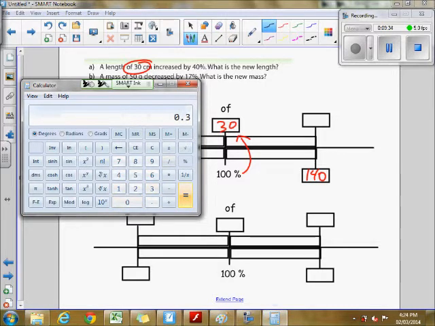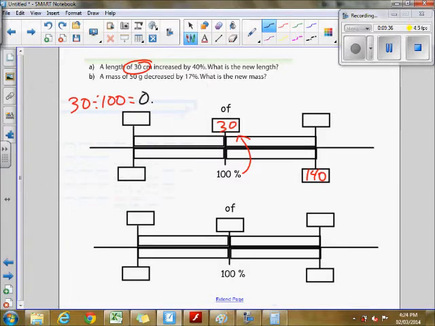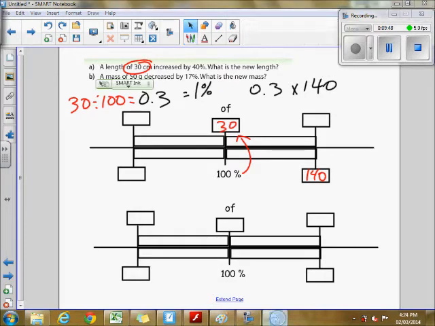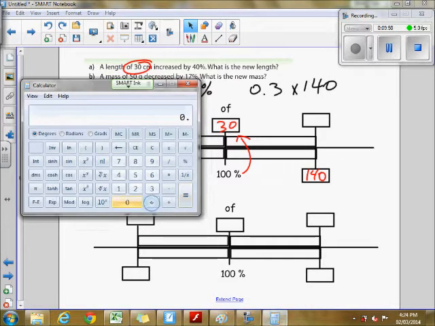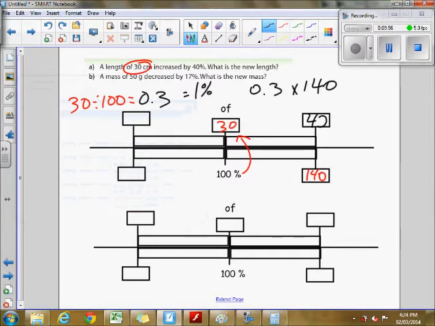Gives us 0.3. That's 1%. So we need to find 140%. We can times 0.3 times 140. So 0.3 times 140 equals 42. What is the new length? New length is 42 centimeters.